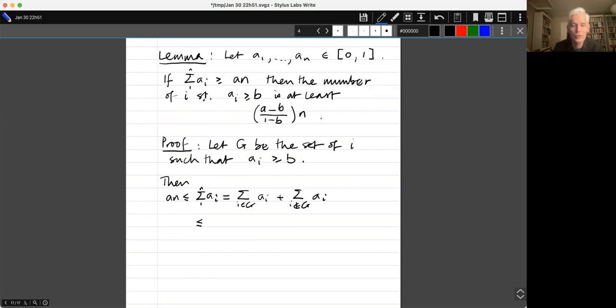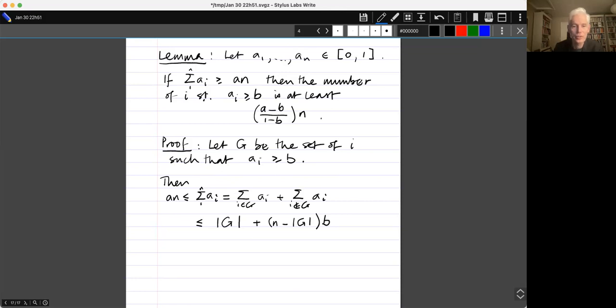So what can we say about A_i if it belongs to G? Well, as far as an upper bound is concerned, we can't say very much except that it belongs to [0, 1]. So we certainly get that the sum is at most the size of G. And here, the number of things we've got is n minus the size of G, and each one is less than B. I'll be sloppy about the less than. I don't really care that it's strictly less than, so we can just put B.